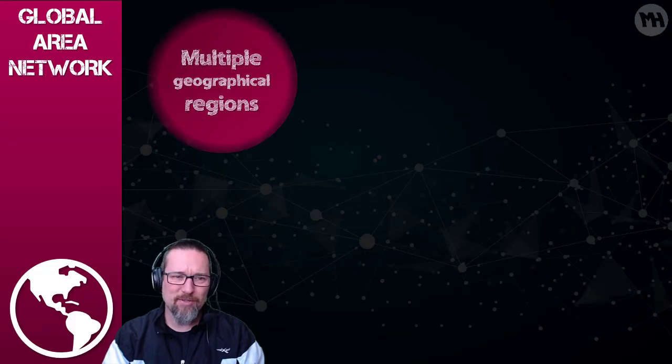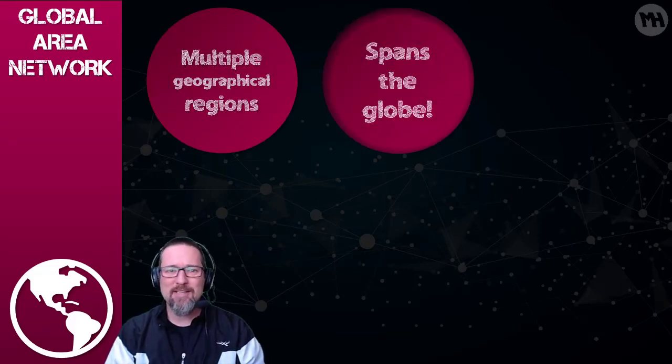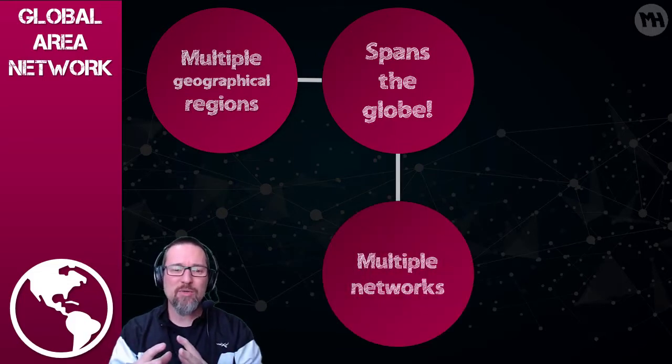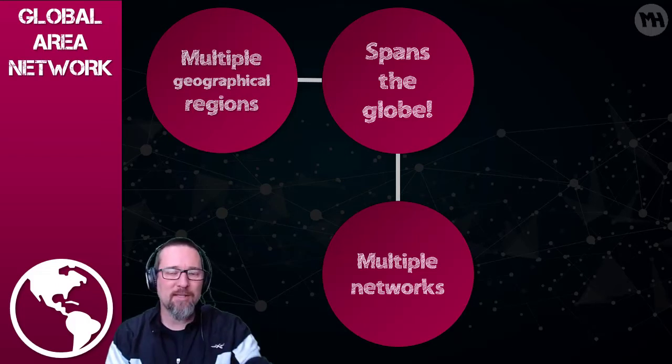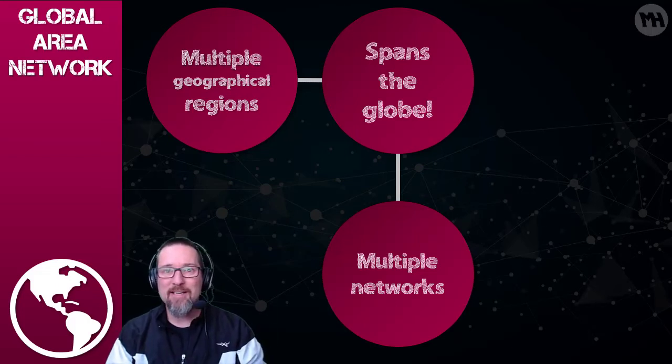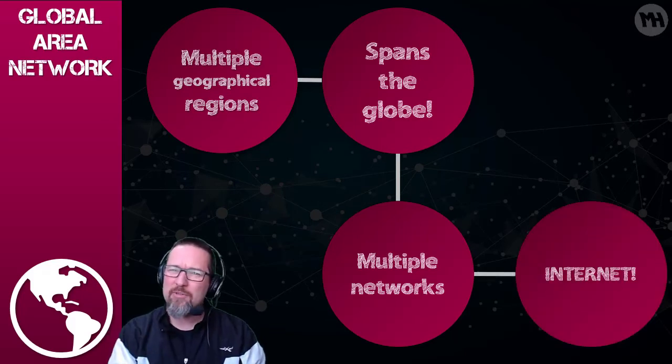Okay. Last but not least, the global area network, and I'm sure this is obvious to you. Multiple geographical regions, literally it spans the globe. Multiple networks all connected to each other, or a multiple network that could go across from one country to another country to another country. So that sort of network could also be indicative of the internet. Perhaps you've heard of it.